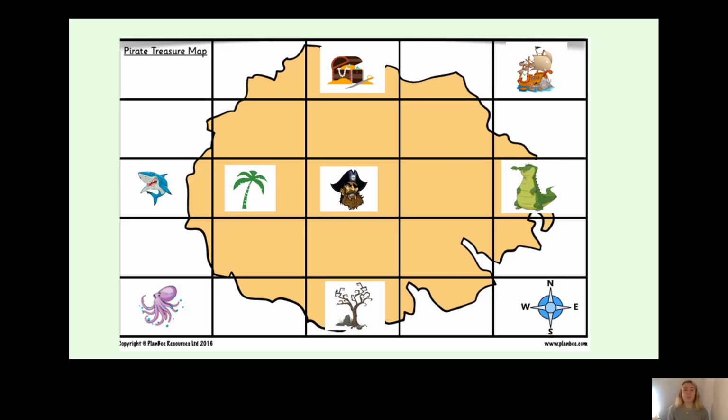Now, if you don't have a printer, don't worry. Just draw a map a little bit like this. Make sure it's got the squares on it though, and then you can draw the different features.